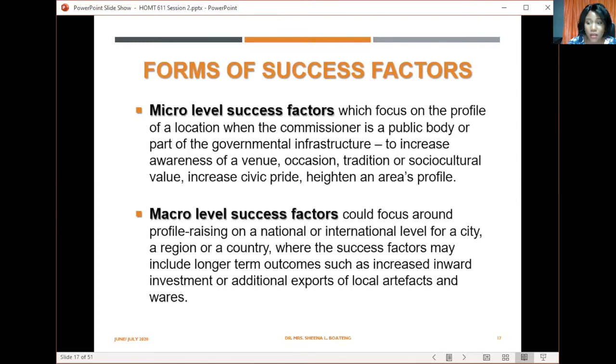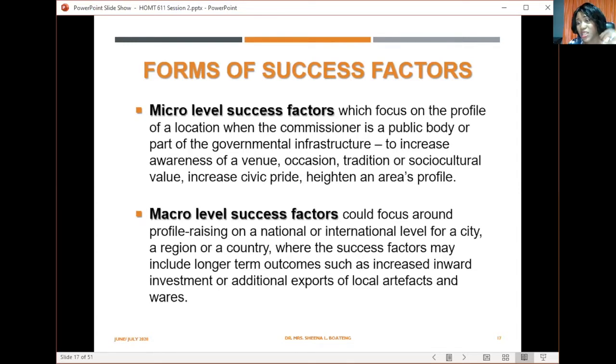There's always a bid for which country will host the next World Cup, which country would host the next Olympic Games, which country will host the next Confederation of African Nations. All these things are macro level success factors that countries can celebrate at a national and international level once they get the opportunity to host, right? So this can result in things like increased inward investment or additional exports of local artifacts and wares.